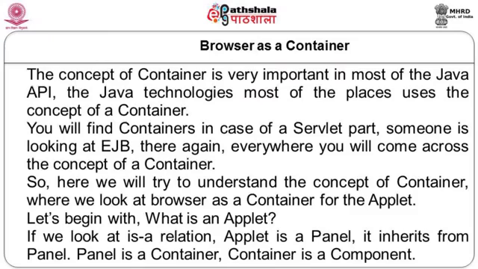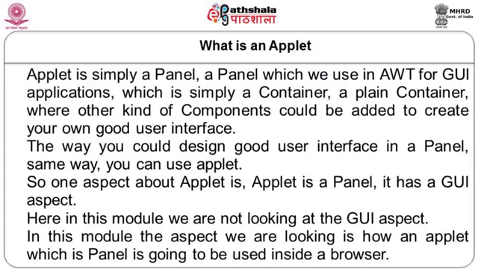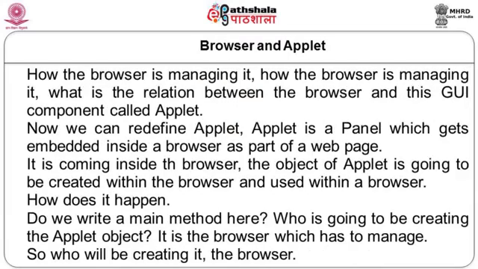So let's begin with, what is an applet? If I look at the is-a relation and the class inheritance in the API, I find applet is a panel. It inherits from panel. Panel is a container. Container is a component. So it's nothing but a panel, which we use in AWT for GUI applications, a plain container where other GUI components could be added to create your own good user interfaces.